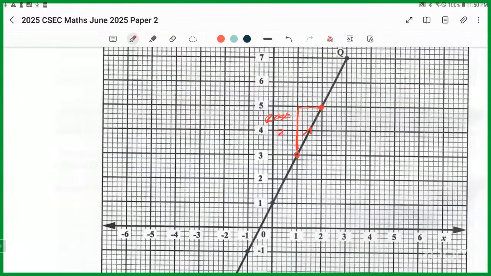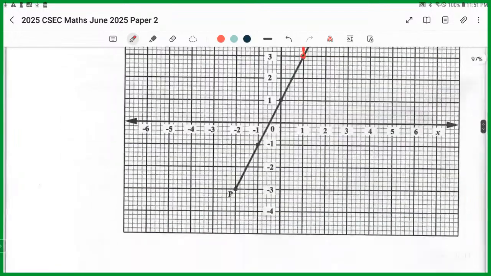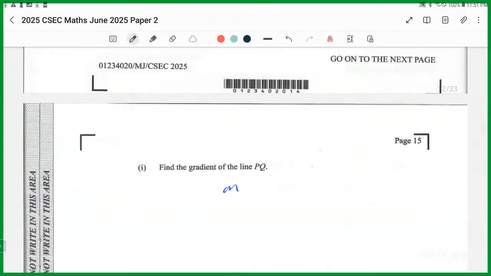And run 1 unit, let's run. So the gradient is just rise 2 over run 1. Gradient is rise 2 over run 1. 2 divided by 1 is 2. So gradient is 2. All right, up here. Gradient down here, M. Rise 2 over run 1. 2 divided by 1 is 2. So gradient of that line is 2.